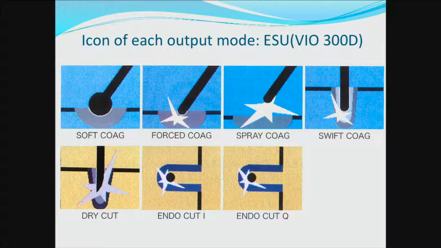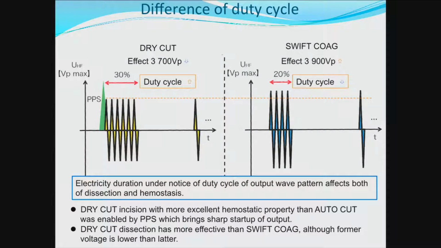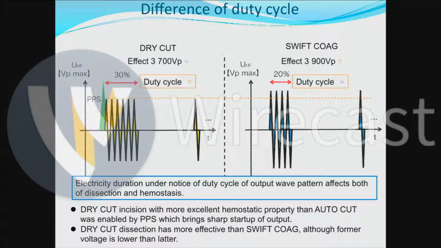For the selection of the output of ESU or LB, we must consider the difference between the devices. Furthermore, we must understand the different output waves or modes. Duty cycle is a period when the output wave actually appears within the modulated ratio. When consecutive non-modulated output is defined as 100%, intermittent wave of forced coagulation is modulated to 20%, and dry cut is modulated to 30%.